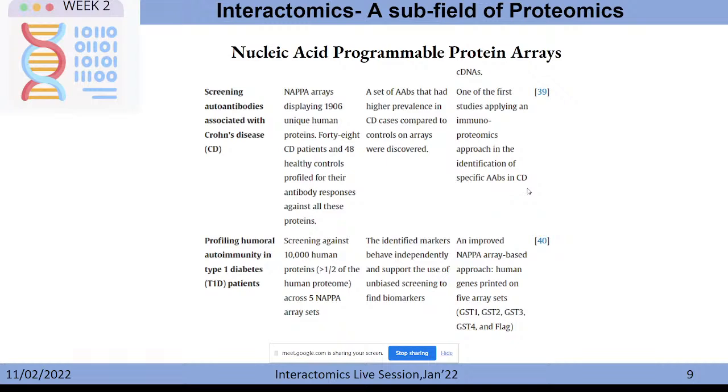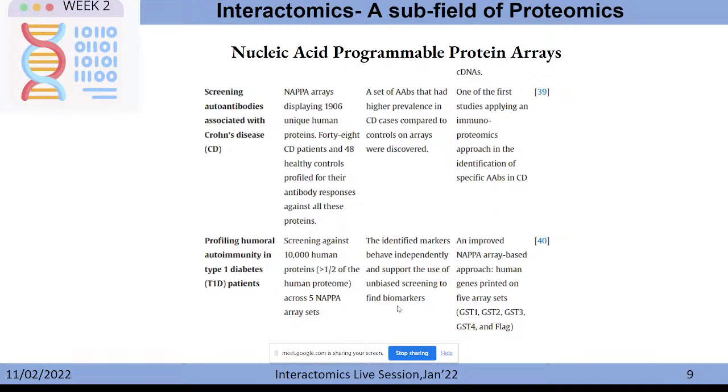Then you are profiling humoral autoantibodies in type 1 diabetes patients. You know that type 1 diabetes is also an immune disorder. So you can screen against 10,000 human proteins, or greater than half of the human proteome, across 5 NAPPA steps. They have performed this and it supports the use of unbiased screening to find biomarkers.